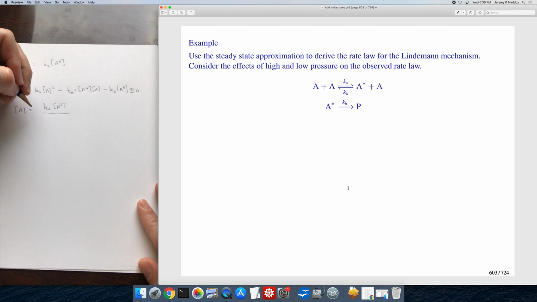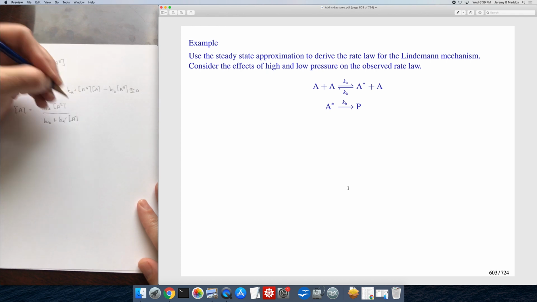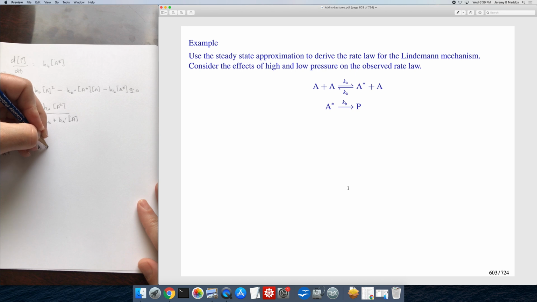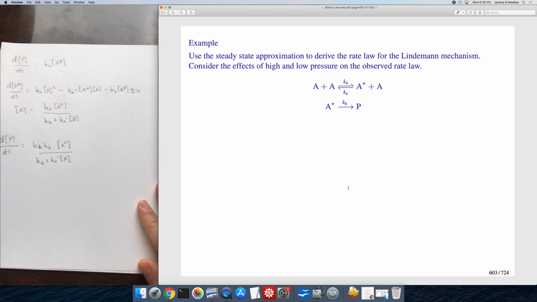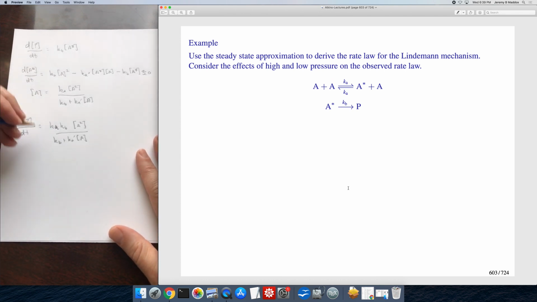And you wind up with, let's see, Kb plus Ka prime times A. Okay, and then that goes into the expression here for the rate of production of the product. So we'll have Ka, Kb, it'll be A squared over Kb plus Ka prime A, and so it's a complex mechanism, and so we have a complex rate law. Let's examine two different conditions.